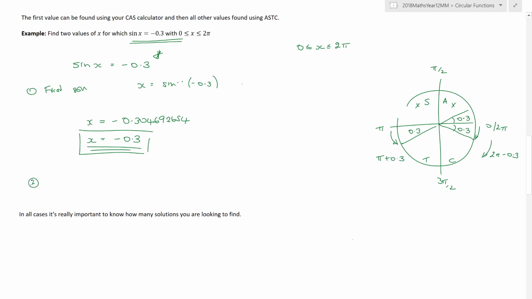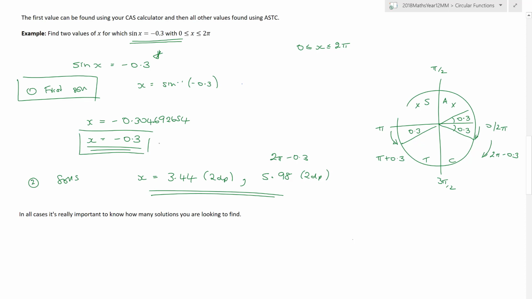So I now find the actual solutions, which give me an x value of, we're going to do pi plus 0.3, which gives me 3.44 to two decimal places. And then we want to do our next value of 2 pi minus 0.3. So 2 times pi minus 0.3 gives me 5.98, again, correct to two decimal places. And they, ladies and gentlemen, are my two values. So again, same idea. Find that first solution.